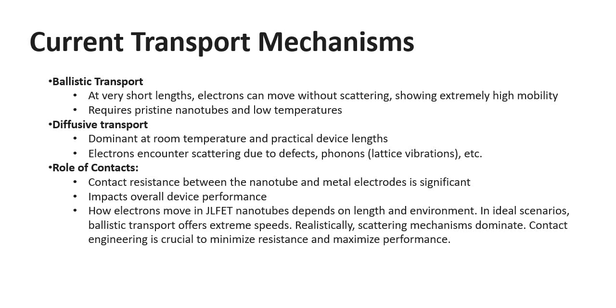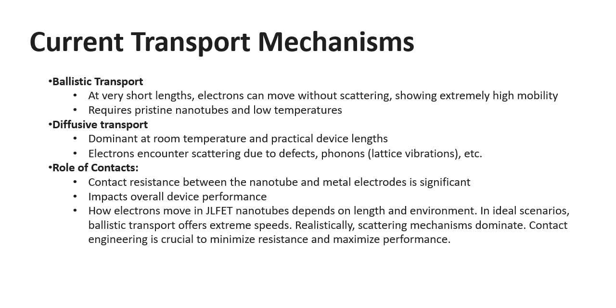Now, the carrier transport mechanism. This nanotube is basically used for short channel devices. At short channel lengths, electrons can move from source to drain by the ballistic transport method. Ballistic means very high mobility and no resistance, so that is approximately ballistic transport. Diffusive transport is basically dominant at room temperature, and it is the practical case. In practical devices, these kinds of methods are used.